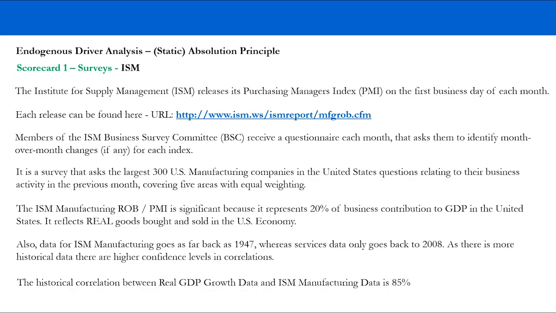So it has a 20% business contribution to gross domestic product in the United States. And it's the manufacturing sector. It's physical goods, real goods, bought and sold in the United States economy. Also, the reason why it's so important is because the data is really robust.